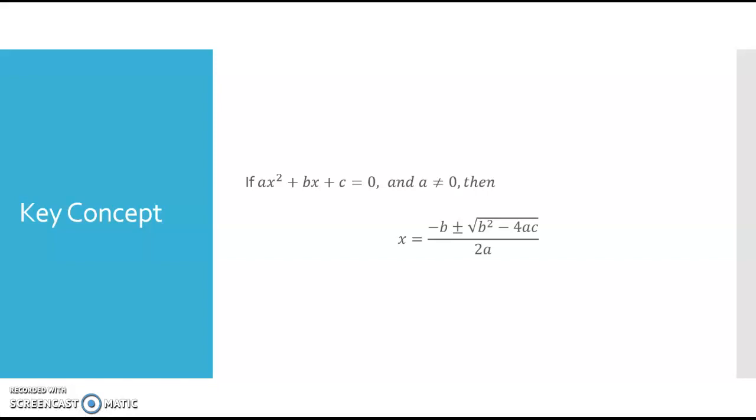If ax squared plus bx plus c equals 0, notice it needs to equal 0, and a does not equal 0, because if a equals 0, then it's a linear equation, not a quadratic, then the following is true, and that is that x equals the negative b, but you will hear me say from here on out, opposite b, plus or minus the square root of b squared minus 4ac all over 2a.